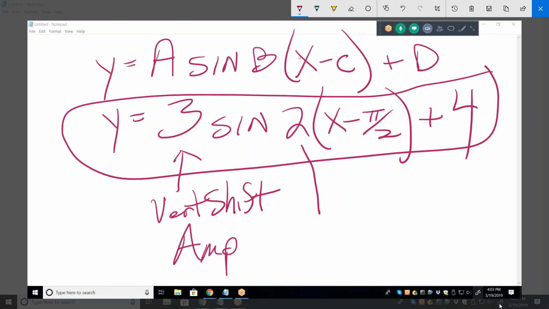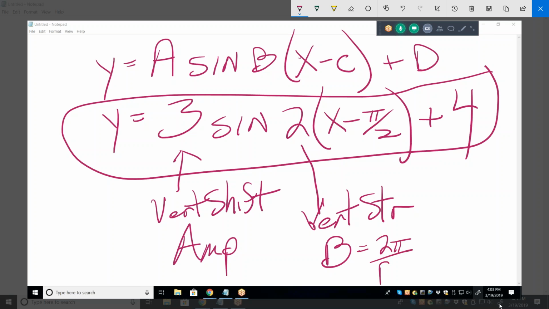This is a vertical stretch, right? In other words, if you go back to algebra 2, but in trig, this is called B, and we'll get to that in a second. B equals 2 pi over the period. But it's still just a horizontal stretch.